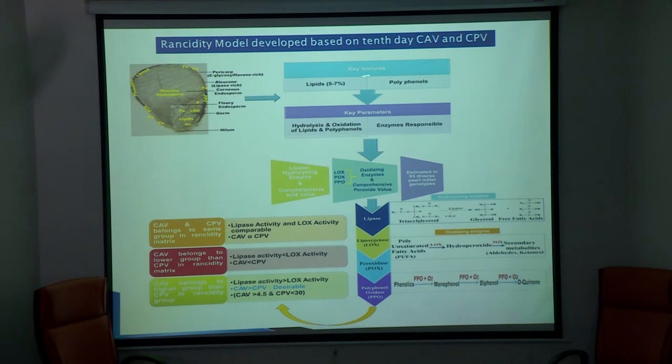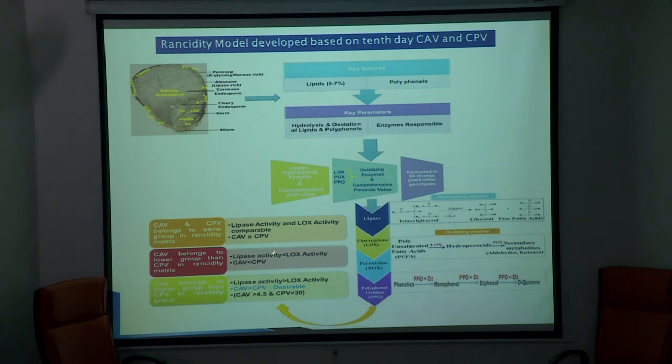The key features responsible for rancidity in pearl millet flour are lipids and polyphenols. The key parameters which lead to the rancidity pathway are hydrolysis and oxidation of lipids and polyphenols, and the enzymes responsible for that are lipase, lipoxygenase, peroxidase and polyphenol oxidase. So we estimated all these parameters, and of course the 10th day CAV and CPV.